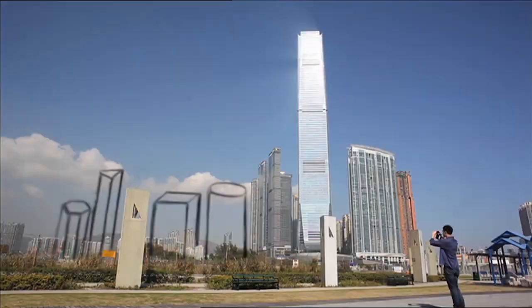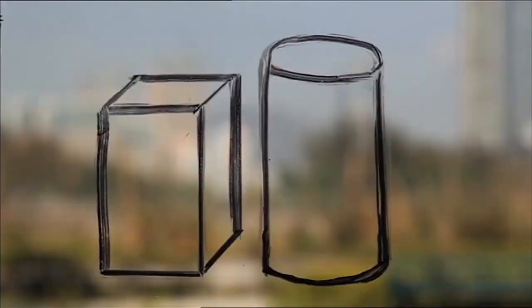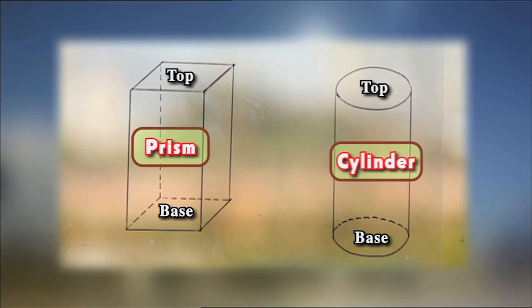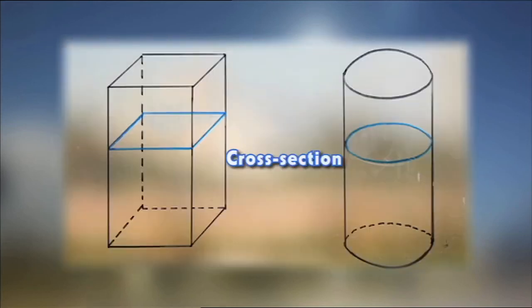These are prisms and cylinders. The base and the top of the prism are identical and parallel to each other. If we take a plane parallel to the base and the top that cuts across the prism at any point, the cross-section will be identical to and have the same area as the top and the base. In other words, the prism is a solid with a uniform cross-section.